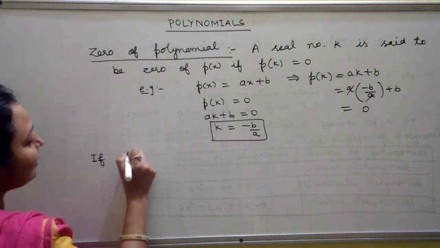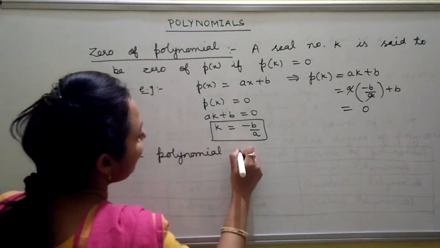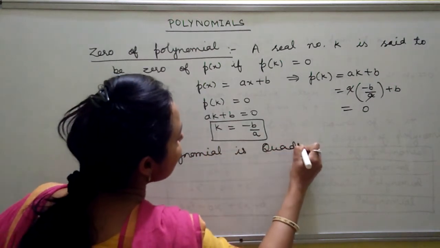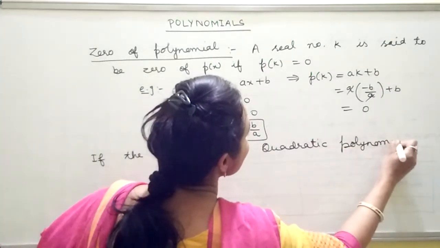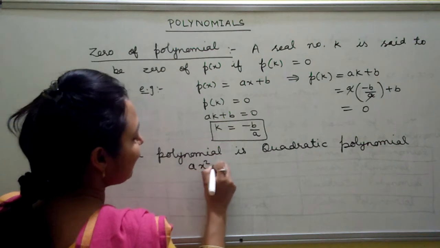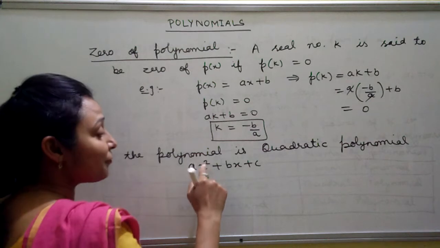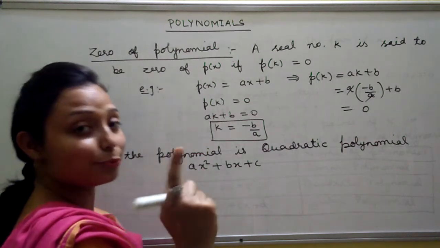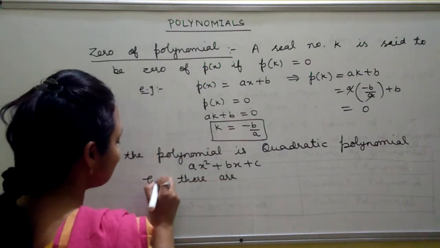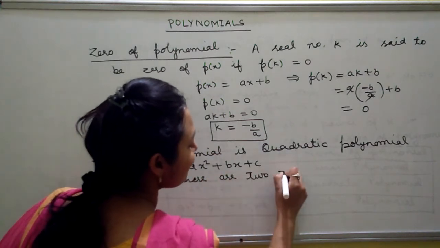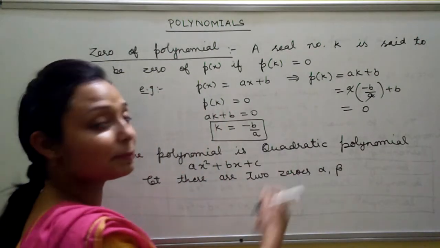Second, if the polynomial is quadratic, for example ax square + bx + c, this is a quadratic polynomial. If there is a degree 2, we have 2 roots. So there are 2 zeros, alpha and beta. There are some formulas for their sum and product.